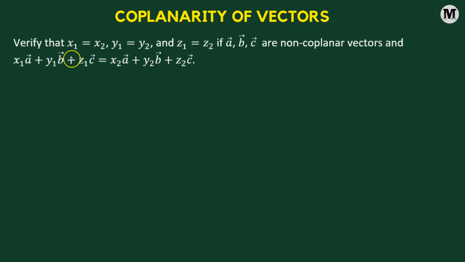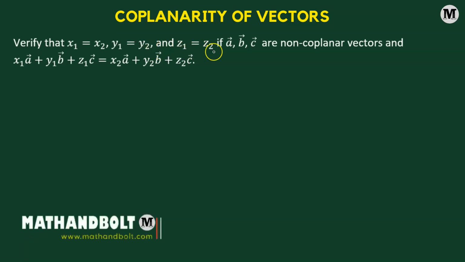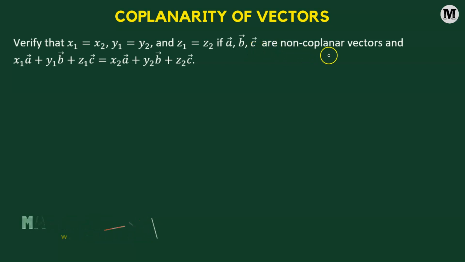So in this problem, we need to verify that x1 equals x2, y1 equals y2, and z1 equals z2 if vector a, vector b, and vector c are three non-coplanar vectors, and we have this relation given to us. Okay, let us begin. So first, we'll start with the given relationship.